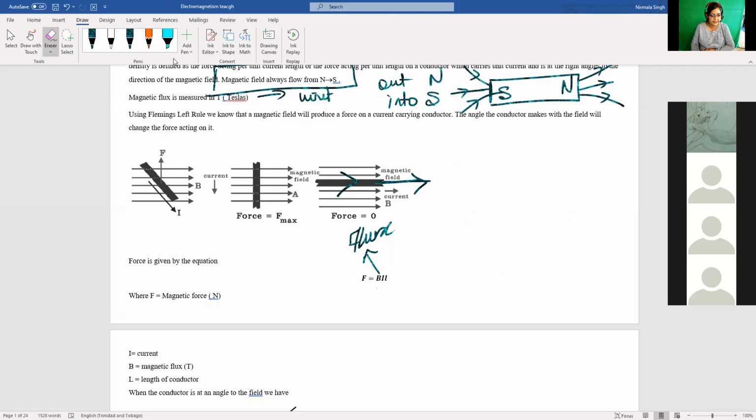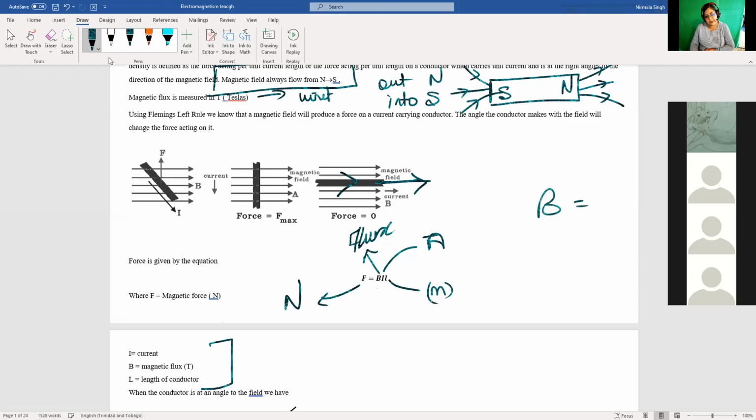I is your current, as we read down here, and L is the length of your conductor. Please note this must be in meters, your current must be in amps, and your force will end up being in newtons. You have to remain with these units, and the unit of flux density, magnetic flux, is the Tesla. So force is equal to BIL, B-I-L.